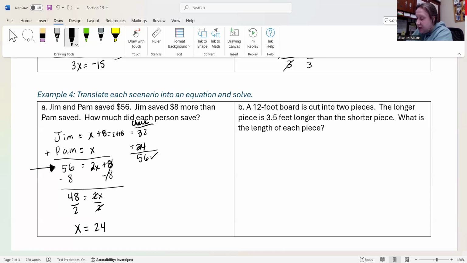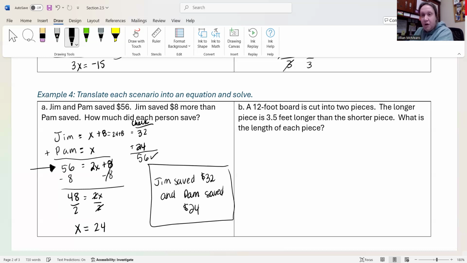So we would want to say something like, Jim saved $32 and Pam saved $24. So just a quick description.